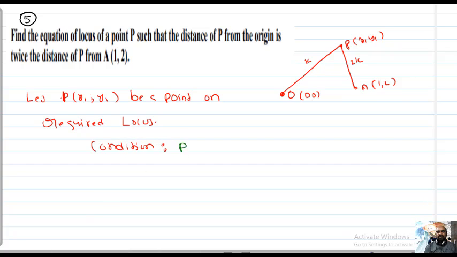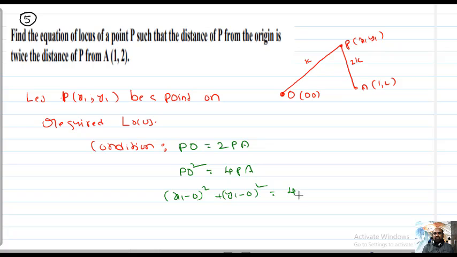What is the condition? PO equal to 2 times PA. Directly I can say PO square equal to 4 times PA square. PO square means the distance from P to O, square of that. That is (x1 minus 0) whole square plus (y1 minus 0) whole square, equal to 4 times, here I should write square, (x1 minus 1) whole square plus (y1 minus 2) whole square.